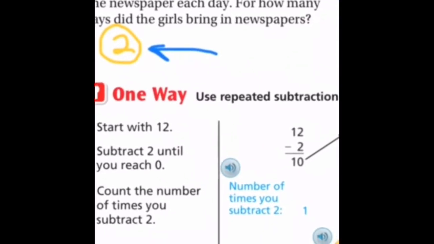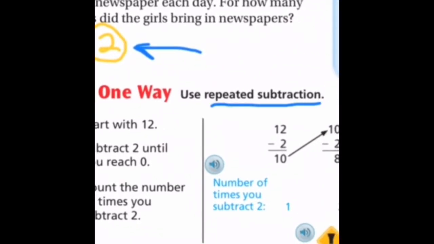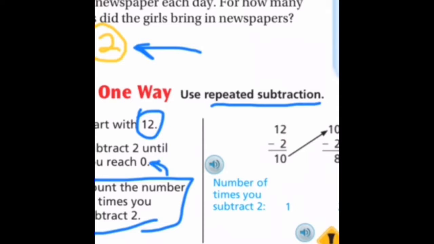Alright, one way we're going to use repeated subtraction, which I just mentioned. So we start with 12, okay? We have to start with our biggest number in subtraction. And then we're going to subtract 2 each time because 2 is the number of newspapers total that the girls brought in each day. And we're going to count the number of times we subtract by 2 until we get to 0.